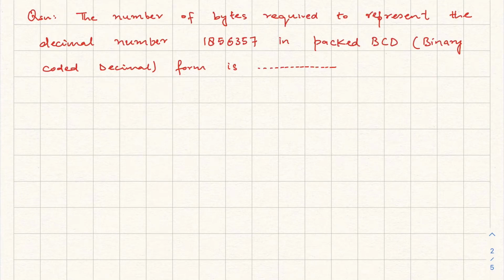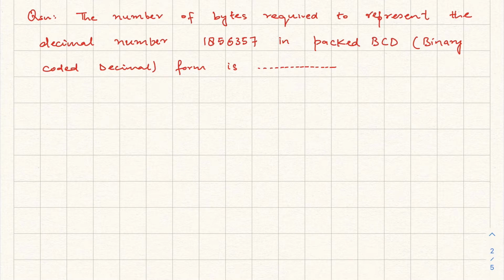Welcome all. In this video we shall solve one more GATE question from number system. The statement is: the number of bytes required to represent the decimal number 1856357 in packed BCD. If you see the earlier video regarding the BCD, we have converted one number there into BCD.